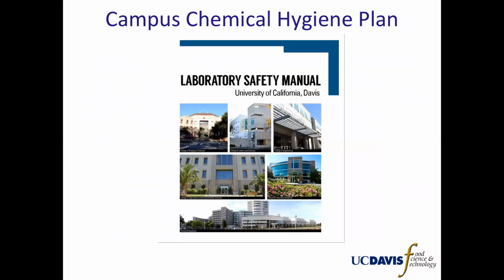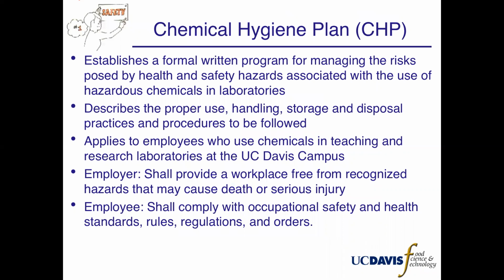One of the elements of the IIPP is the Chemical Hygiene Plan. This can be found in the UC Davis Laboratory Safety Manual. The Chemical Hygiene Plan establishes a formal written program for managing the risks posed by health and safety hazards associated with the use of hazardous chemicals in laboratories. It describes the proper use, handling, storage, and disposal practices and procedures to be followed. This plan applies to employees who use chemicals in teaching and research laboratories at the UC Davis campus.